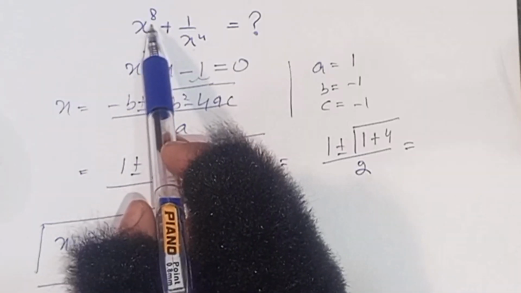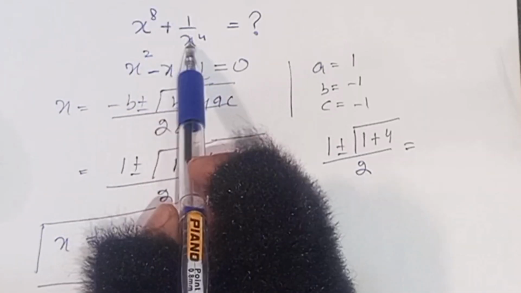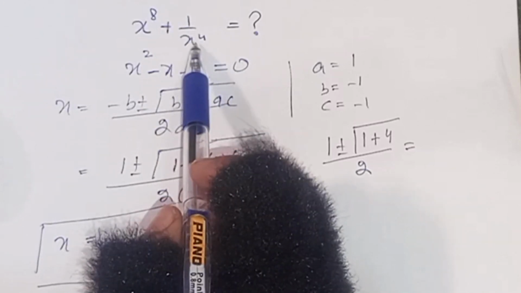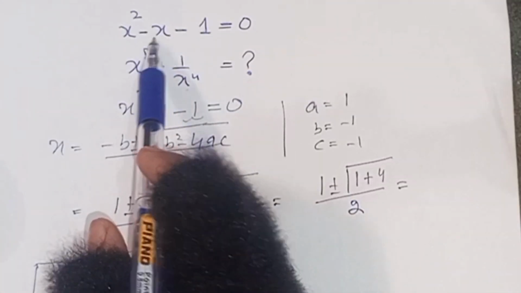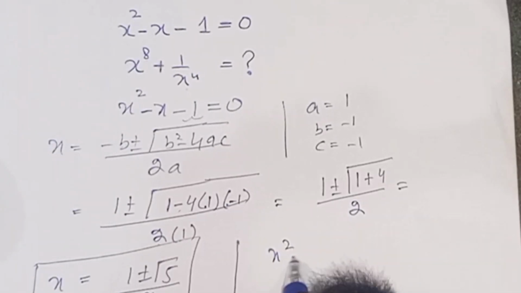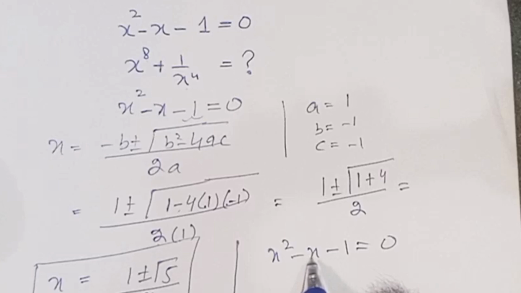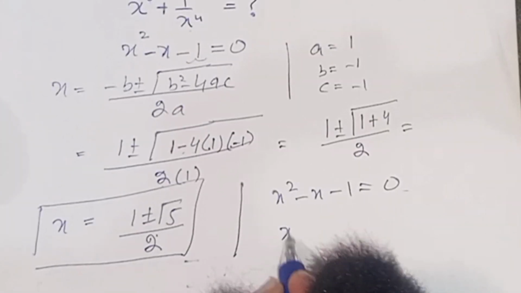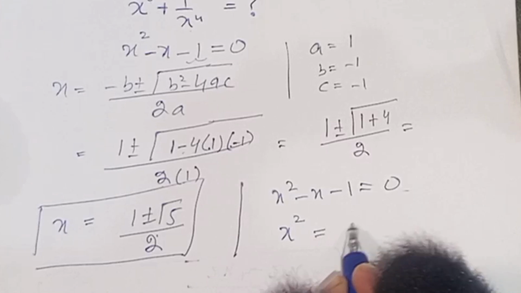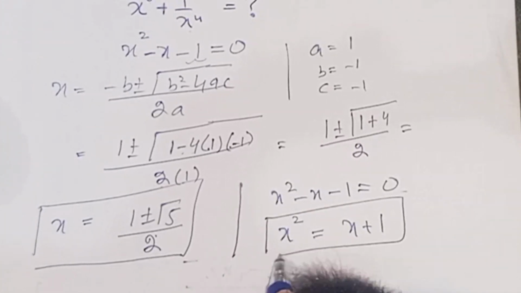Now we find the value of x raised to the power 8 and x raised to the power 4. For this, we again use this equation, x² − x − 1 = 0. If we add x and 1 on both sides of this equation, this will become x² = x + 1. So this is the value of x².